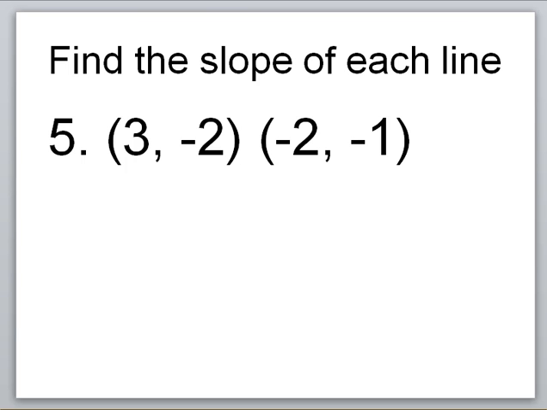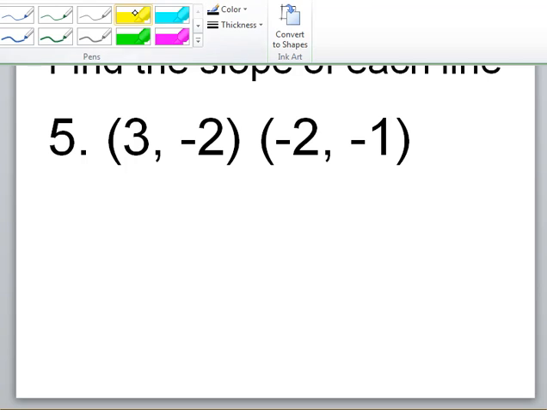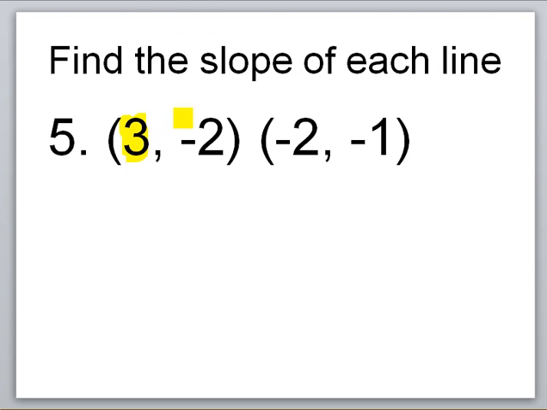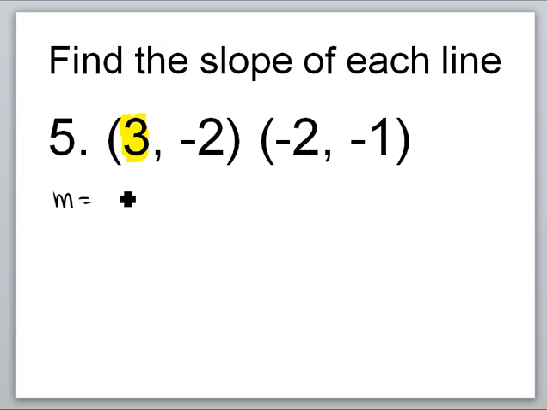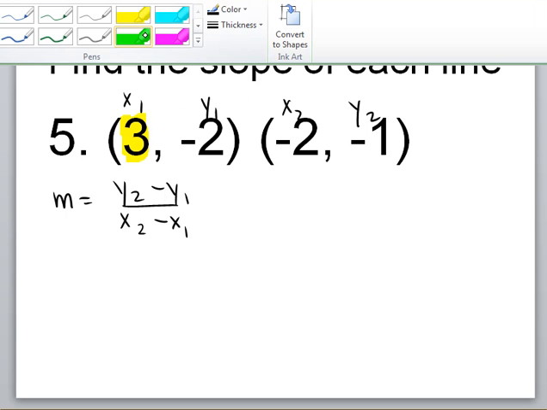Continuing on with slope, I am going to go ahead and highlight again the different parts. So I'm going to write down my formula: y2 minus y1 over x2 minus x1. This will be my x1 value, my y1 value, x2 value, y2 value. It's always x comma y, x comma y. Every ordered pair is x comma y.